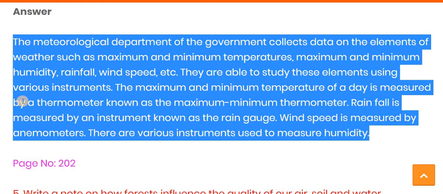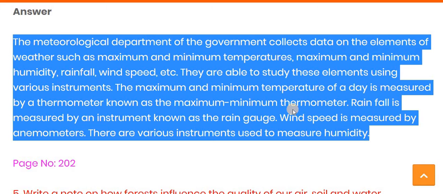So the answer is: the meteorological department of a government collects the data on the elements of weather such as maximum and minimum temperature, maximum and minimum humidity, rainfall, wind speed, etc. And they are able to study these elements using various instruments. The maximum and the minimum temperature of the day is measured by the thermometer. Thermo means related to temperature, and the instrument that measures the temperature we call the thermometer.